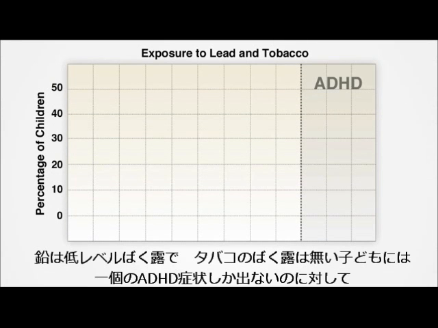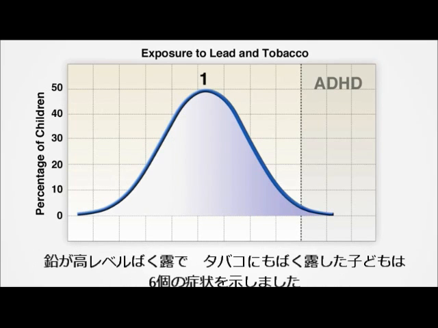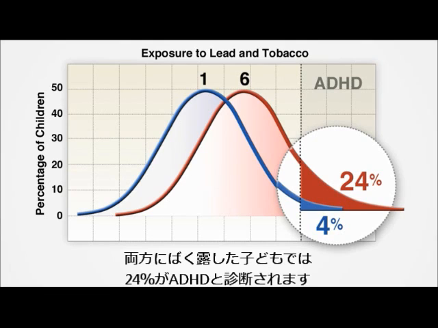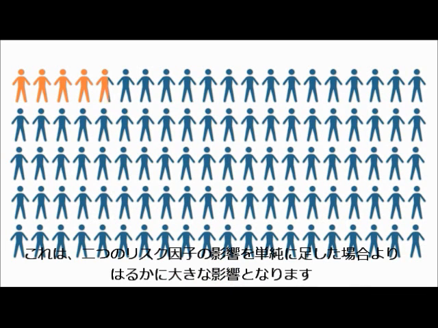A child who has low lead exposure and wasn't exposed to tobacco typically exhibits one ADHD symptom. In contrast, a child who has higher lead exposure and was exposed to tobacco exhibits 6 symptoms. 4% of children who have neither exposure have ADHD, whereas 24% of children with both exposures have ADHD. This shift in ADHD symptoms results in a greater than 6-fold increase in the percent of children who have ADHD, an increase that is far greater than if you simply added the 2 risk factors together.